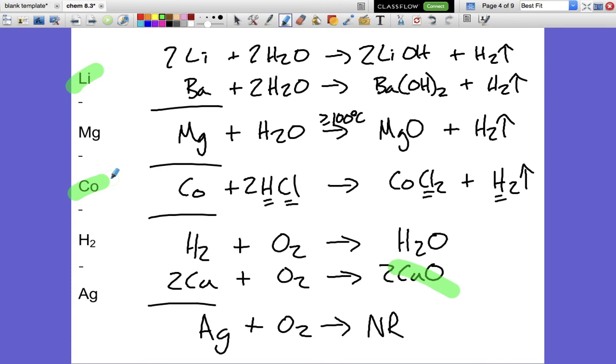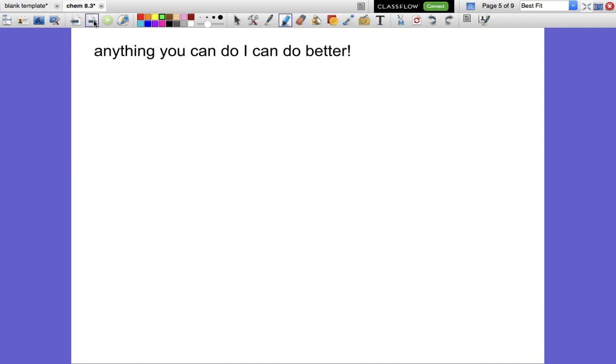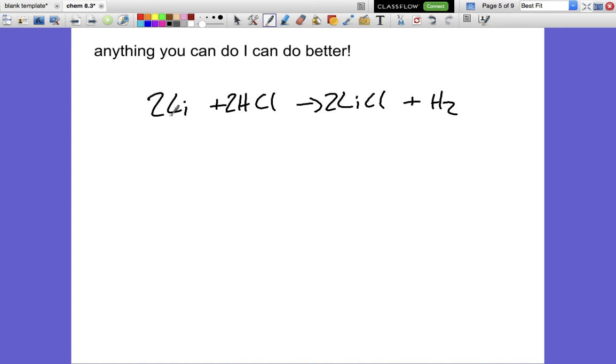So it depends on the context, right? If I flip-flop lithium for cobalt, lithium can definitely react with hydrochloric acid, and you'd get lithium chloride and hydrogen gas. You'd have to balance it appropriately. Again, you'd probably go 2-2, and then I'd need another 2 over here.